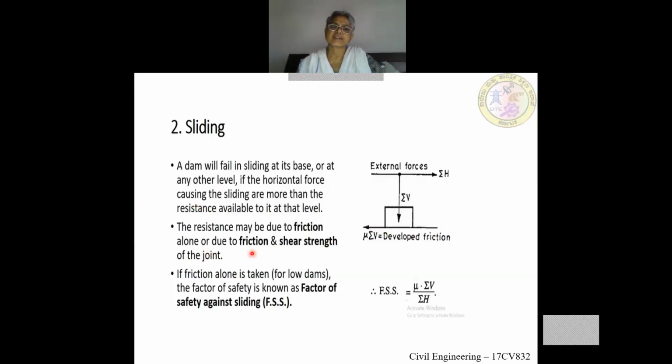At the base, the resistance may be due to friction alone or due to friction and shear strength of the joint. Shear strength of the joint is considered when the dam height is more, that is for high dams. The friction alone is taken for low dams. The factor of safety against sliding is sigma mu sigma V divided by sigma H. This is the frictional force, the resisting force, divided by the force causing sliding, that is sigma H.